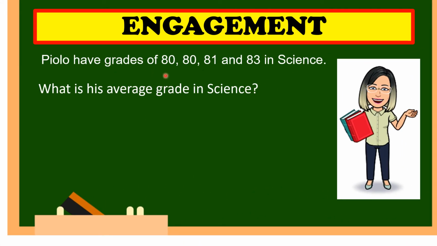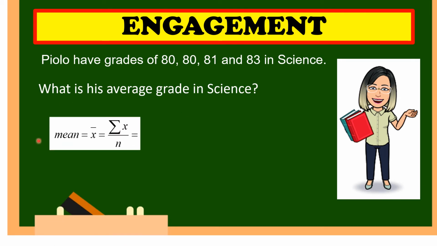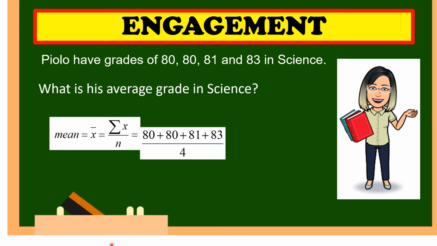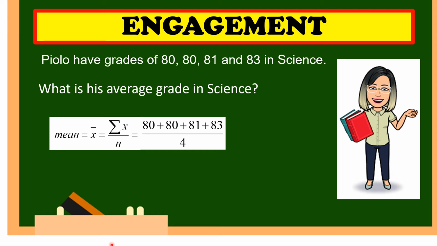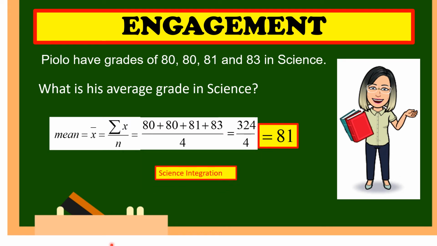Piolo has grades of 80, 80, 81, and 83 in science. What is his average grade in science? Mean equals summation of x over n. That is 80 plus 80 plus 81 plus 83 divided by 4. And that is 324 divided by 4, which is equal to 81. And that is science integration.